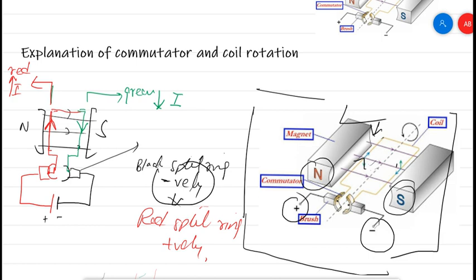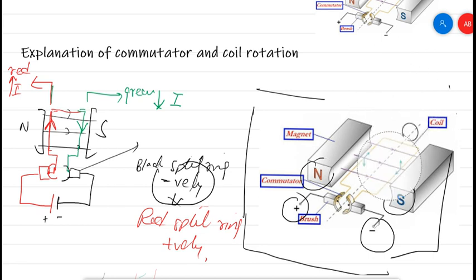Here the direction of current is downward. So what will be the direction of the force? It will be upward. It means what will be the motion? Anti-clockwise. Look over here: if one side moves upward and the other downward, the motion will be like this, anti-clockwise.